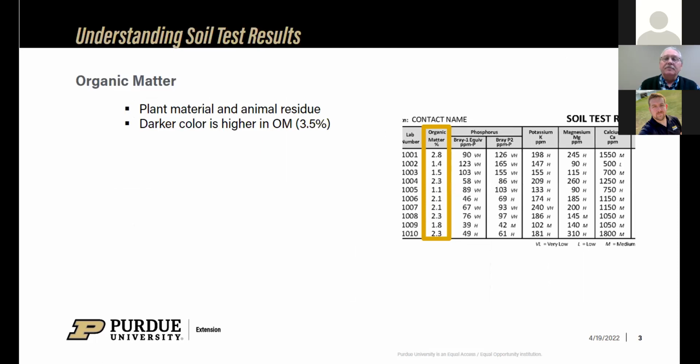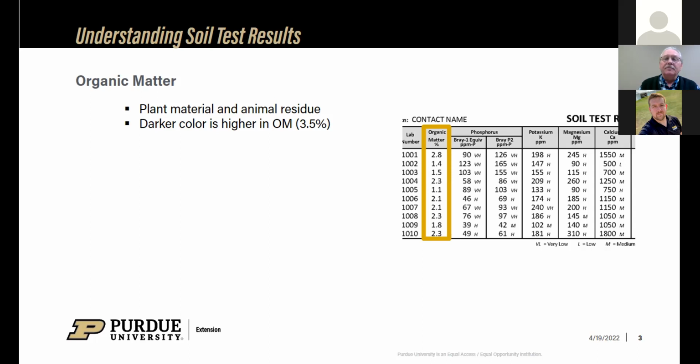The first thing that we're going to come across when we look at that sheet, and this is again looking at how A&L Labs lays their form out, that's what we typically see because it's the closest lab, you're going to find the organic matter. That organic matter is basically trying to identify what percentage of plant material and animal residue is within that soil. And generally, you can see this visually with your soils in the coloring of the soil.